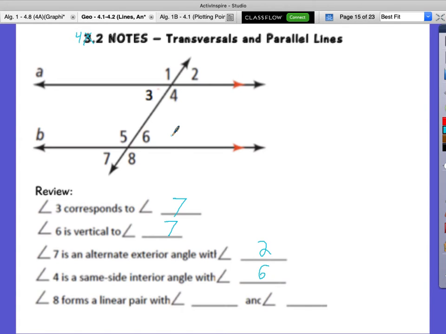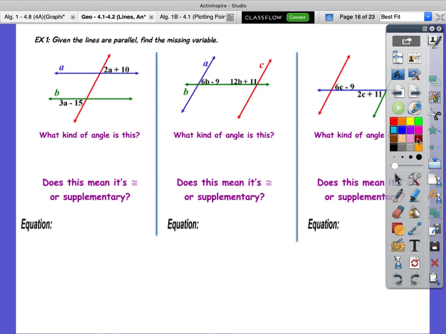Angle 8 forms a linear pair with what two angles? Linear pair means it makes a what? Angle 1? Not quite angle 1, that would be alternate exterior. 7 and 6. Those are the two that it makes a straight line with. Linear pair: we see the word line in linear. Pair means two, two angles that make a line. 7 and 8 make a line. 8 and 6 make a line. So 8 forms a linear pair with both of those. Okay, questions on those?